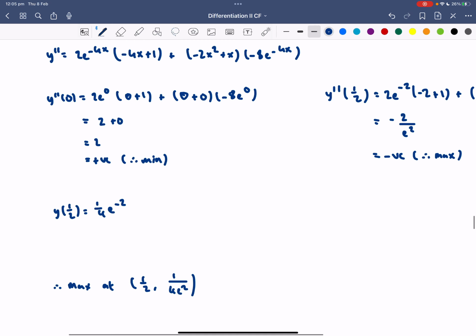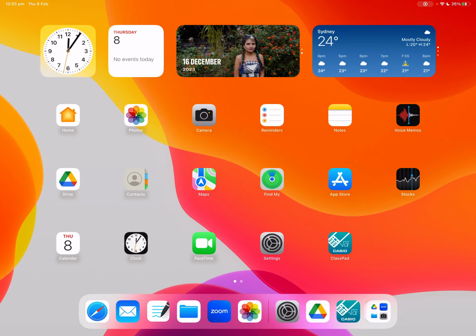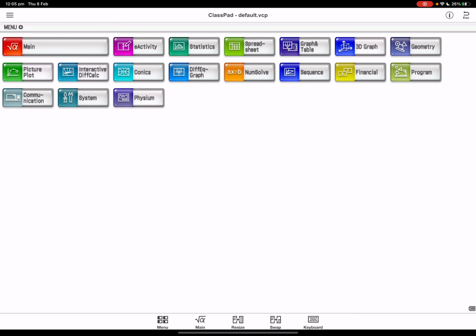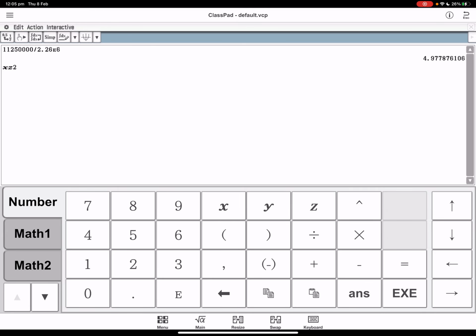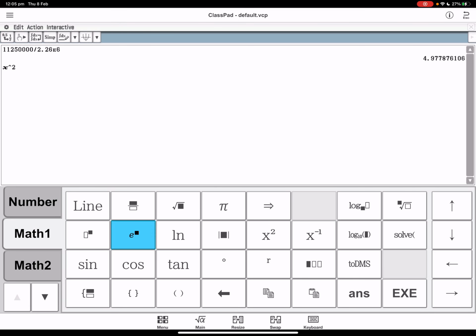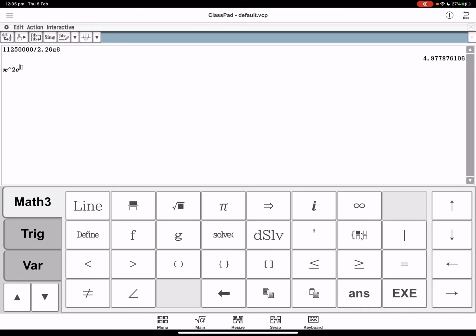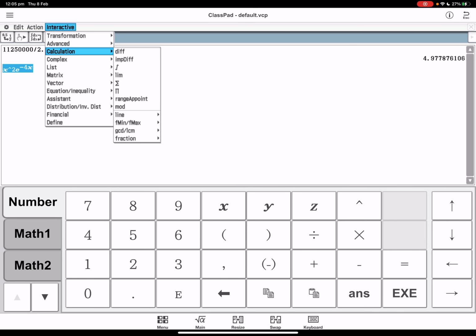Obviously, using your rules of indices, we could have brought e to the negative 2 to the bottom. Okay, I'm just going to check whether that's right. X squared e to the minus 4x. And let's just f max that.